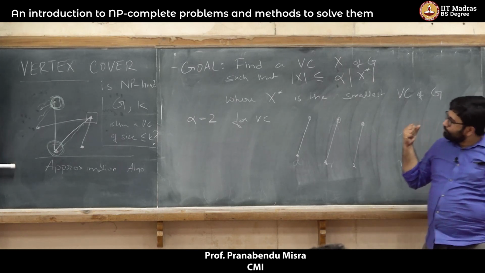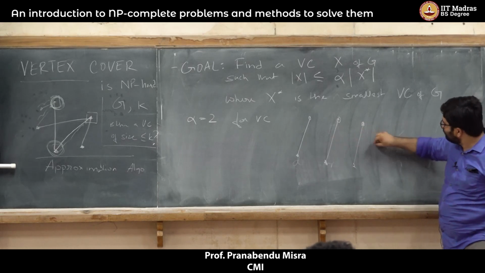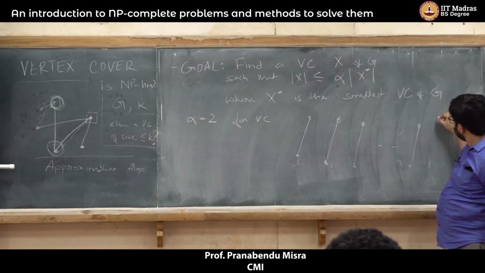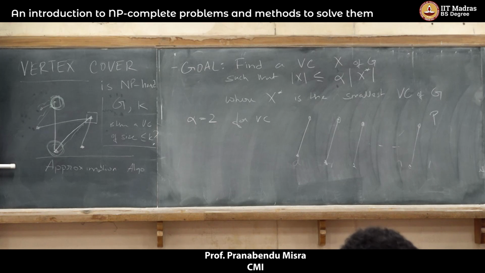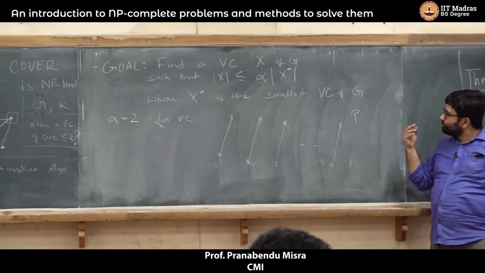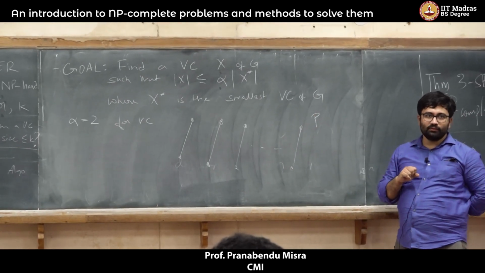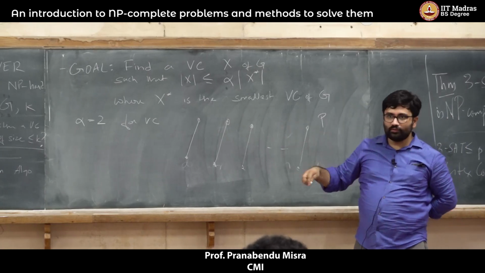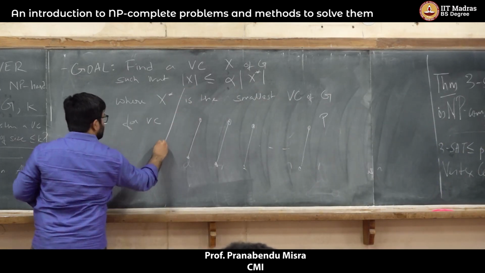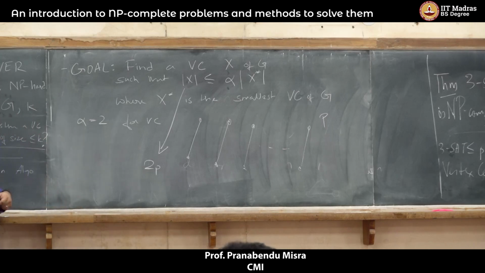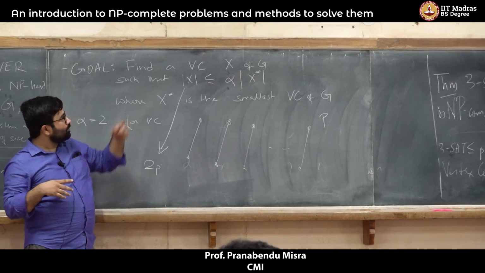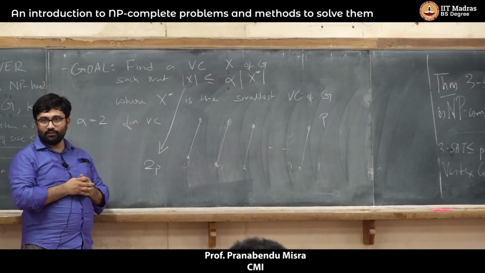Now, say you picked p edges in this process. You did this process p times before the graph had no edges left. So what is the size of the solution that you have computed? It's 2 times p, because you picked p edges and for each edge you pick both the endpoints. So the size of this x that you computed is 2p. But you have to compare the size of x with the size of the optimum solution. So what would be the size of that optimum solution? Can you say something? Why?